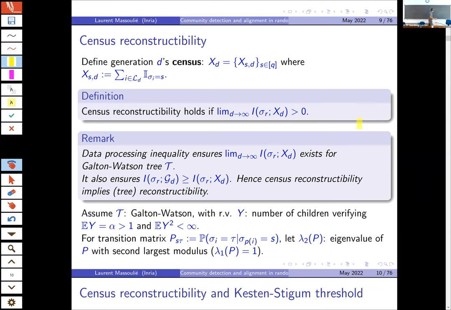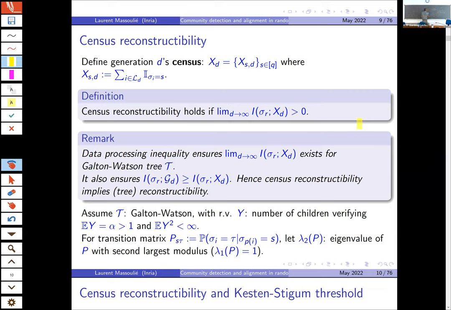Yes, okay, so here's one way to do it. You start off with an ancestor, then you sample random variables X_{d,i}, for d larger than one and i larger than one, that are iid and that follow the same law as some variable Y. In our case, it could be a Poisson variable with parameter alpha, if you like.